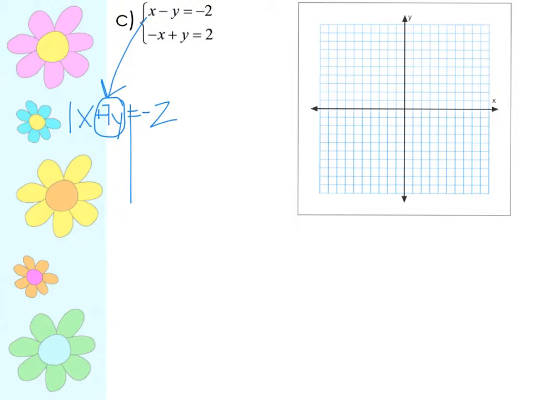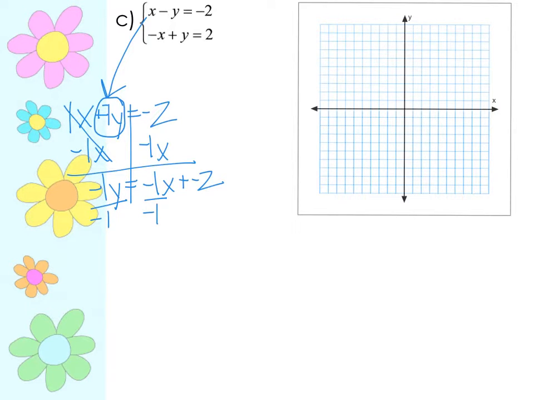So you're going to circle the y and the number in front of it, minusing 1x from each side to get y by itself. So we're left with negative 1y equals negative 1x plus negative 2. We can't stop here because there's still a negative in front of that y. So we're going to divide absolutely everything by negative 1.